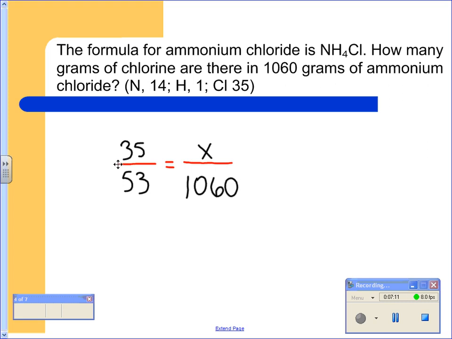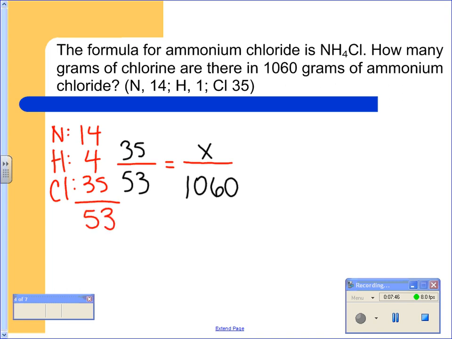Do you agree? 35 over 53 equals x over 16. Okay. What would be the weight of the nitrogen? There's one of them, and it weighs 14. What would be the weight? So there are 4 hydrogens, and they each weigh 1. And then what would be the weight of the chlorine? So what do you get for a total? You add those up, you get 53. Does that make sense?